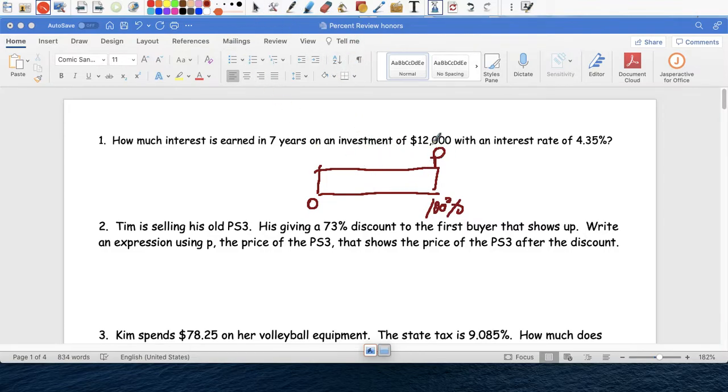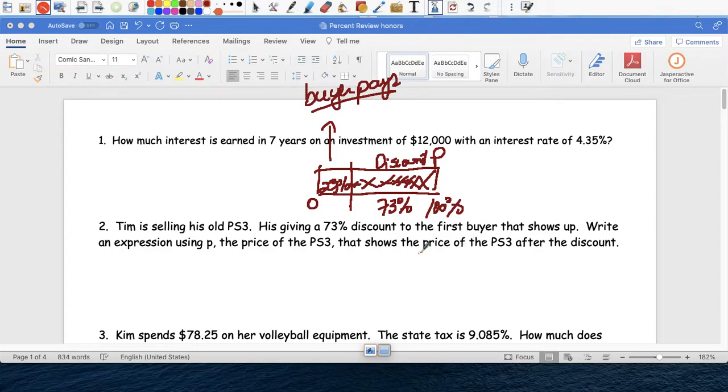Because it's pretty old, you're going to get a 73% discount. So 10, 20, 30, 40, 50, 60, 70, 73. All that is being taken away. This is your discount, and this is how much the buyer pays. So now you have to figure out which one you want. The buyer is going to pay 27%, and the discount is 73. So let's have that separated for a second.